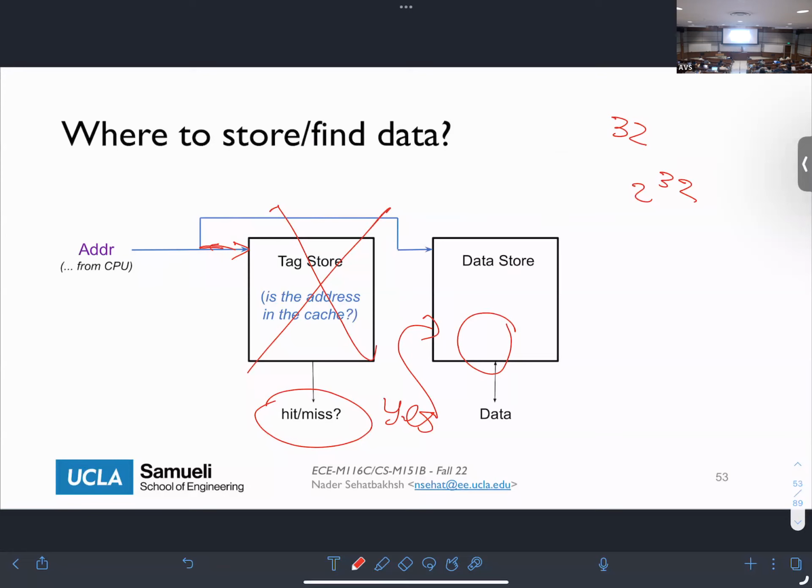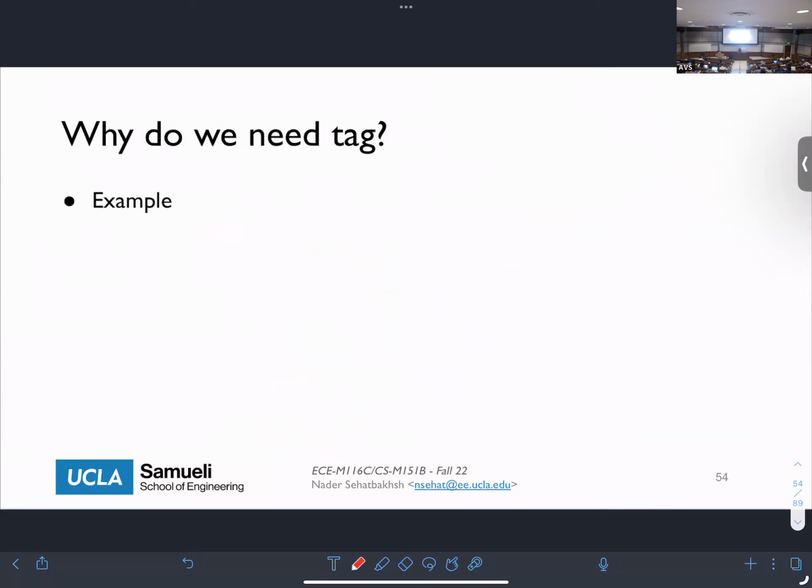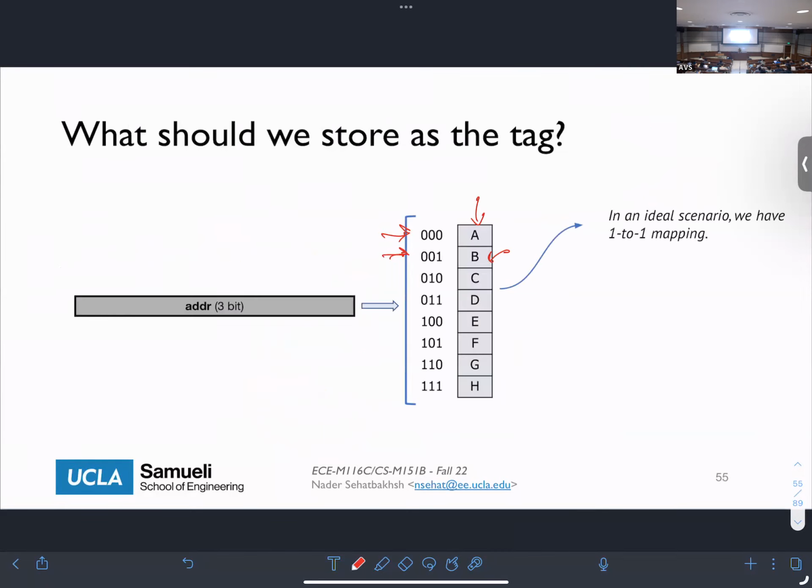And as I said, we're talking about kilobytes of cache, which means 2 to the power of 10 or 12 or 13, right? But we have a 32-bit address, and we want to use this 32-bit address to address those 2 to the power of 12 entries, okay? And that's where we need tags to keep track of what is stored where.